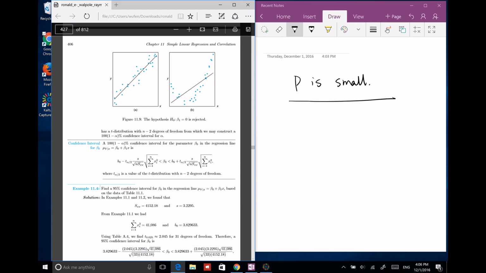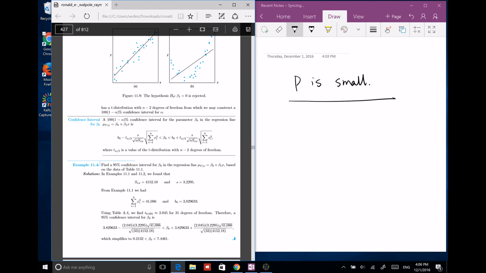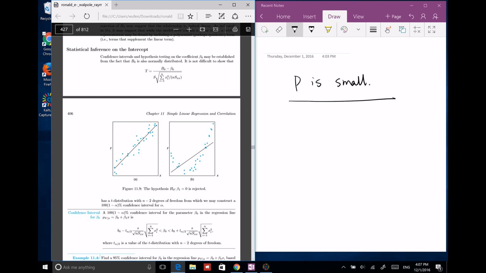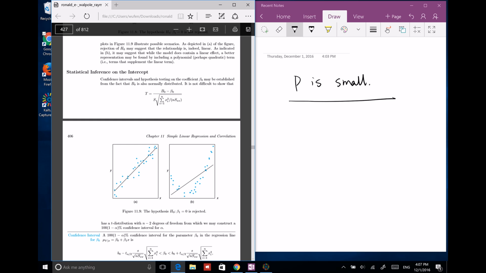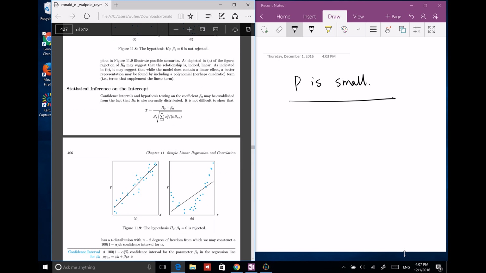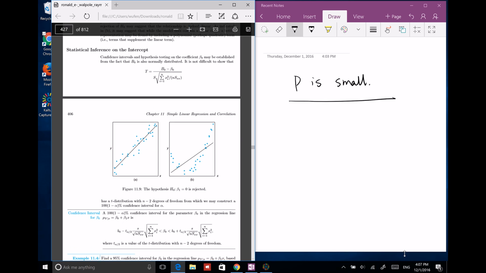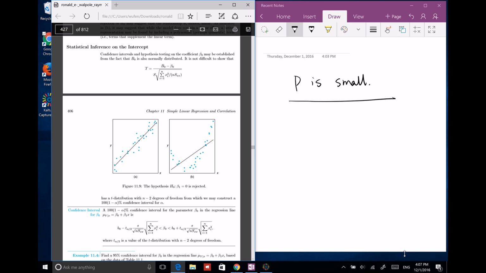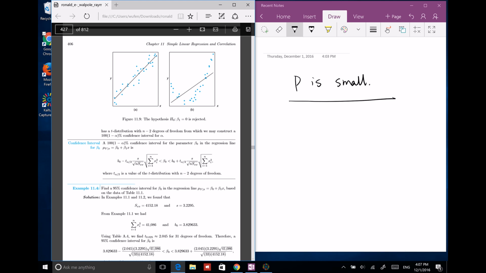In 11.5, it also gives you a confidence interval on beta zero, the intercept. The confidence interval and hypothesis test on the coefficient beta zero may be established from the fact that B0 is also normally distributed. So you also have a t-distribution for those B values, with n minus 2 degrees of freedom, for which we may construct a confidence interval for alpha as well. So beta zero has a confidence interval.